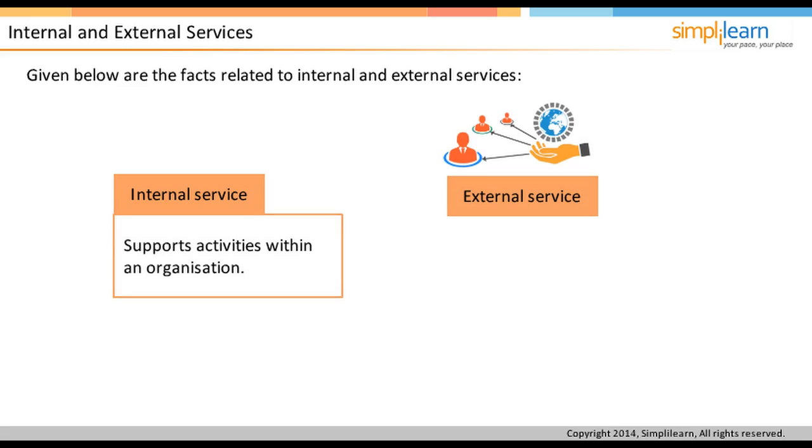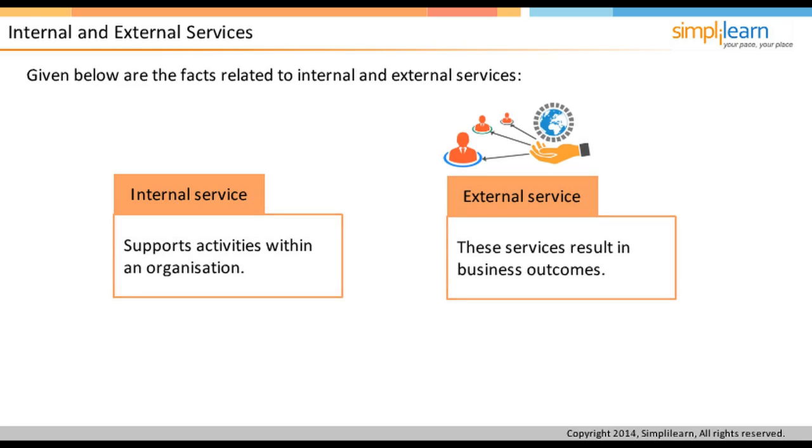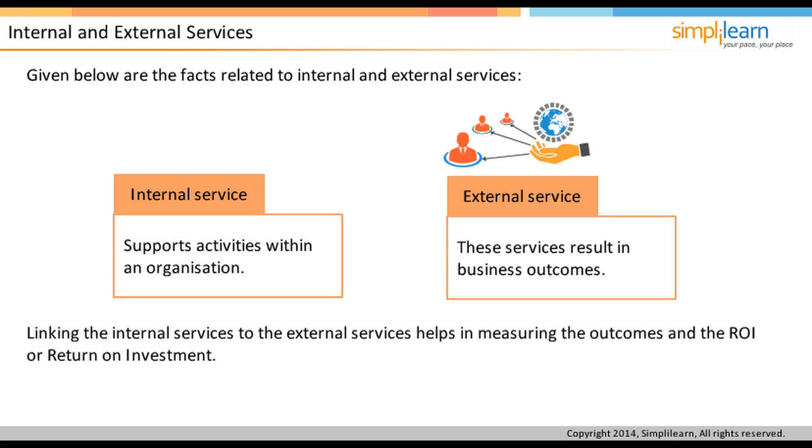Internal services support activities within an organization, but external services result in business outcomes. It is vital to link the internal services to the external services, which is helpful in measuring the business outcomes. This also enables you to measure the ROI, or return on investment. Next, we will focus on what a process is and how it is related to providing quality services.